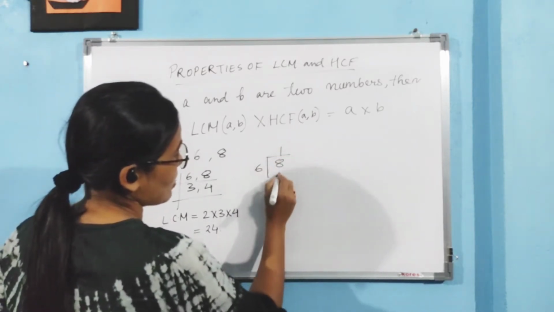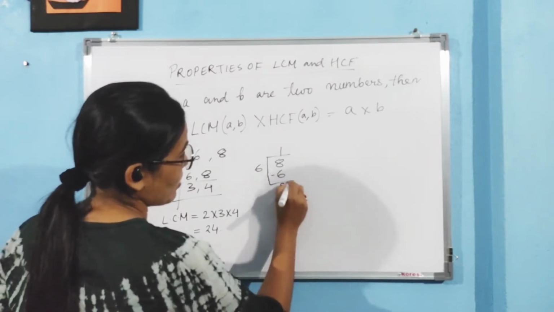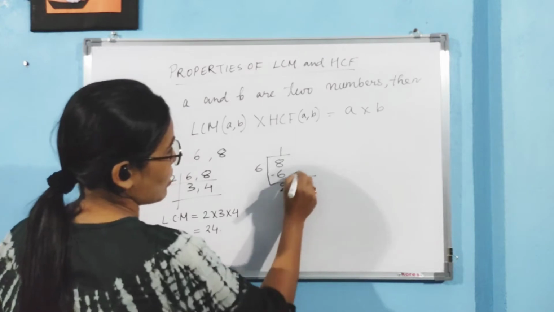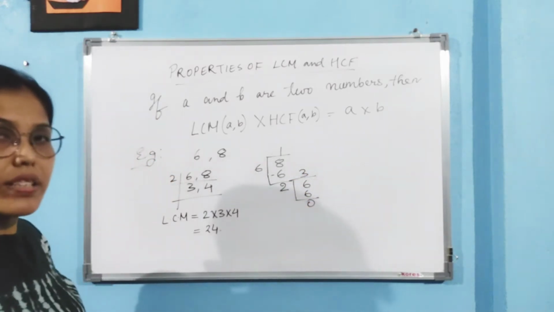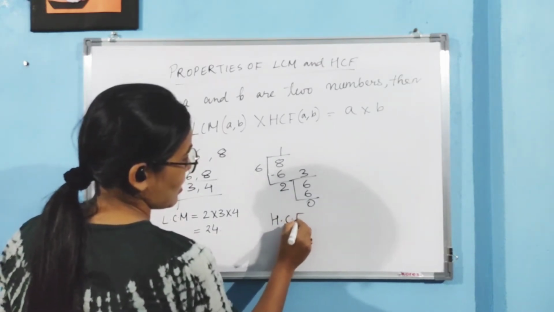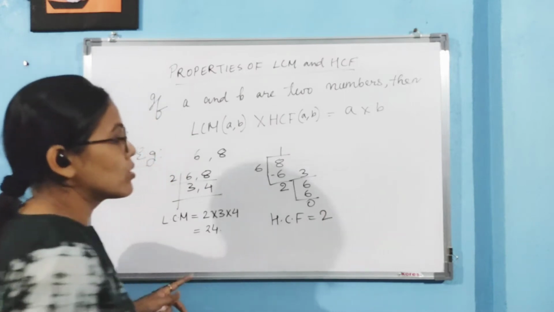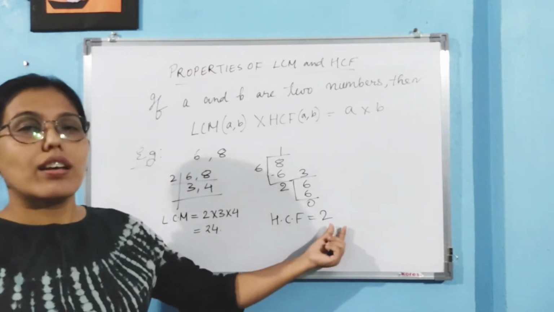6 1s are 6. Then the remainder is 2. Now again we will divide 6 by 2. 2 3s are 6. You are getting the remainder 0. That means the HCF will be 2. So we are getting LCM 24 and HCF 2.